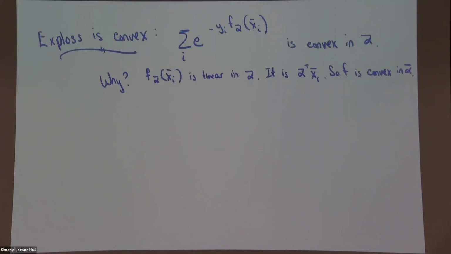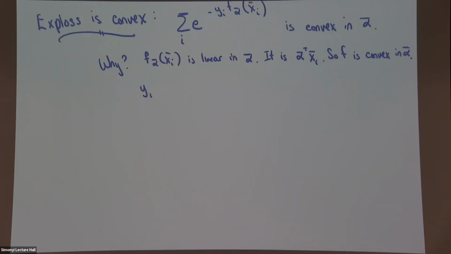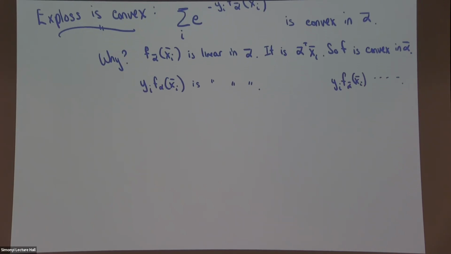We also know that y times f is also linear, so it's also both concave and convex. So y times f of alpha of xi is also convex in alpha. We just multiplied the line by a constant, so that didn't change its convexity, right? This is a line that is both convex and concave, and so that's trivial.